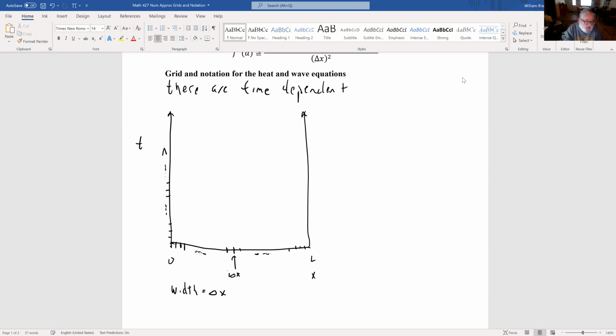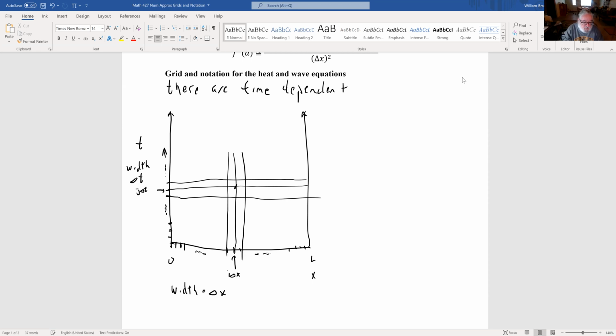For t, similar thing, we break up the time axis, which just goes up to the future, into bits of width delta t. So this is 1 delta t, 2 delta t, 3 delta t, dot, dot, dot, and this we'll call j delta t. And so that puts a grid on our domain, right? And in the middle, we have this point, which is i delta x. So whatever our number i is, that's how many delta x's you've gone to the right, and j delta t is how far in the future you are.